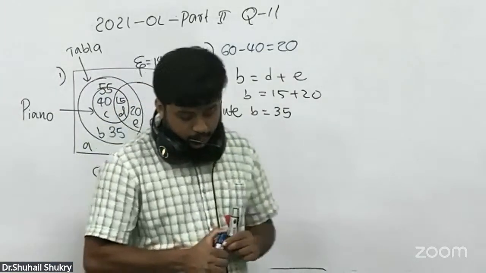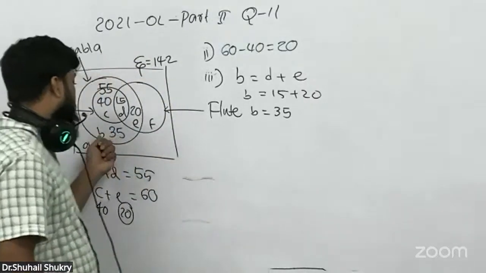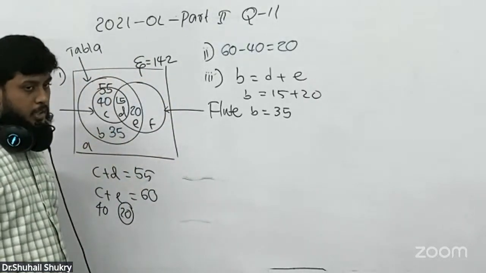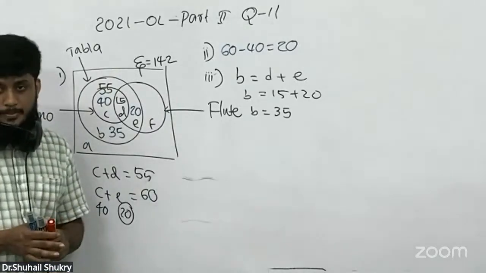Anyhow, what they have asked: how many musicians play only the tabla? How many musicians play only the tabla? The answer is B, 35. Automatically you get the answer when you use the ABCD method, right?